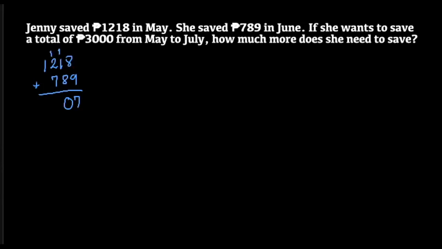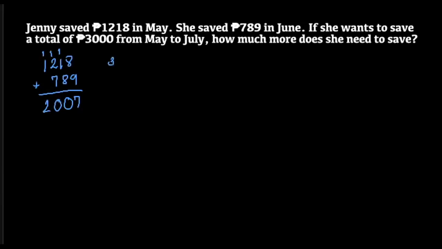Then we have 7 plus 2 plus 1. Again, this becomes 10 hundreds. That makes 1,000. So 0 hundreds and 1 thousand. So 1 plus 1 gives us 2,000. Okay, and then afterwards, we have to subtract that from 3,000.